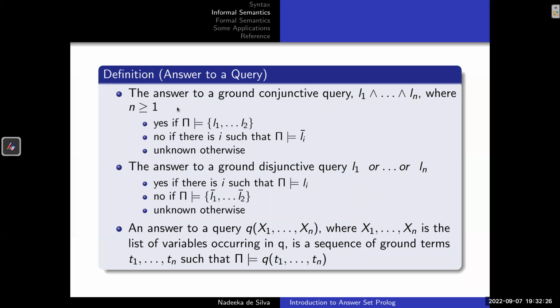Then I will say how these programs answer queries. The answer to a ground conjunctive query, where this AND is the normal logical AND: we answer yes if pi entails all the literals in the conjunction. I say no if pi entails the classical negation of at least one of these literals. I will answer unknown otherwise.